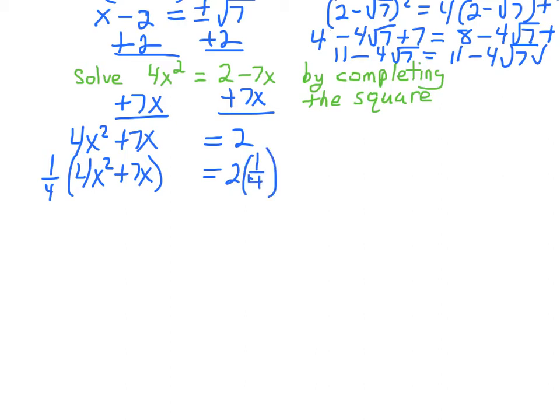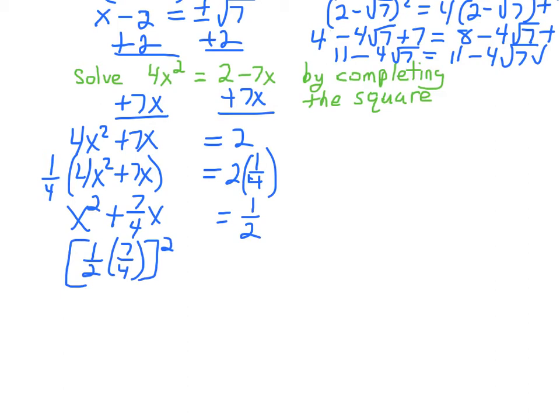And I'll have x squared plus 7/4 x equals 1/2, and I'm going to take 1/2 of 7/4, and I'm going to square that, and that's going to equal 7/8 squared, which would be 49/64. And so that's what I'll add in there to both sides.